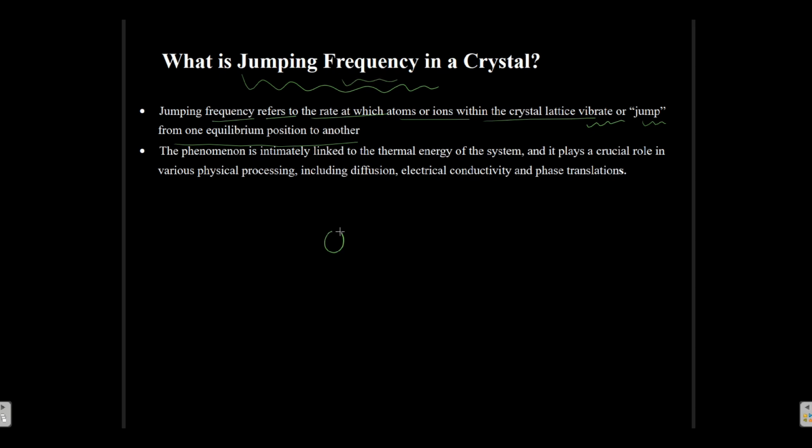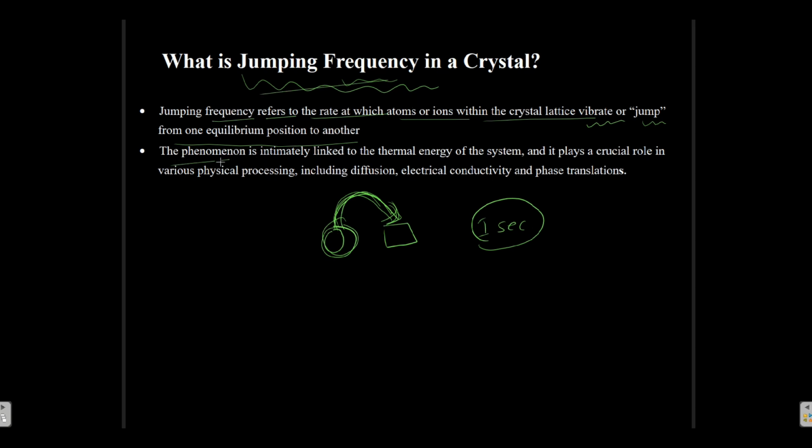Jumping means if something is over here and it needs to reach over here, and if there is no medium to connect them, then obviously it will have to jump from here to here. So jumping frequency means from this equilibrium position to this equilibrium position, this ion or atom will have to jump from here to here. So at what rate is it jumping? That is what jumping frequency is. So you can simply say in 1 second, the number of times an ion or atom jumps from one position to another position to maintain its equilibrium position is called jumping frequency. I hope you understood what it means.